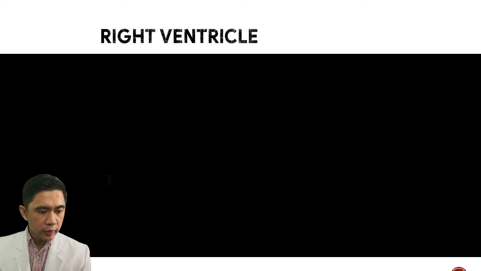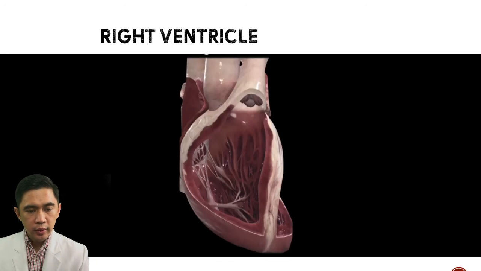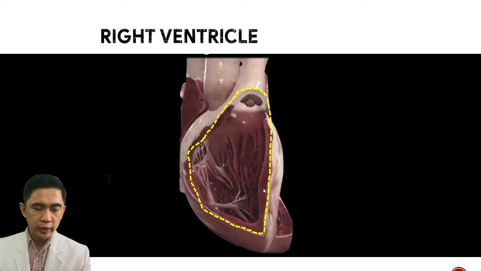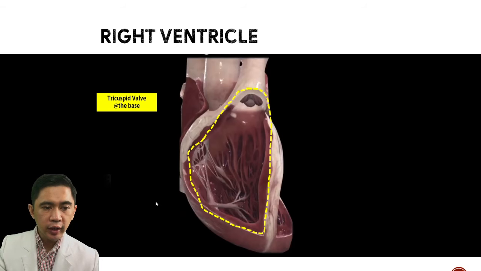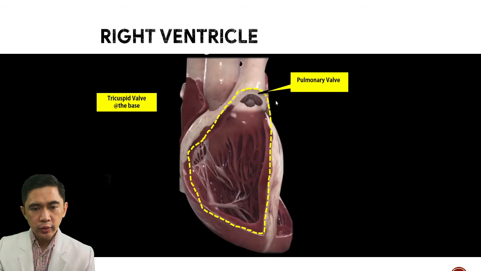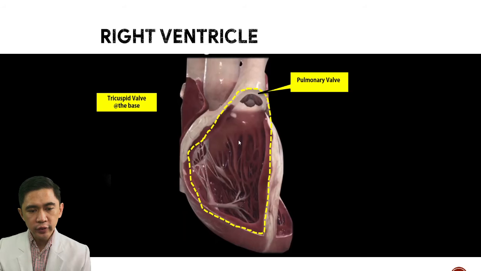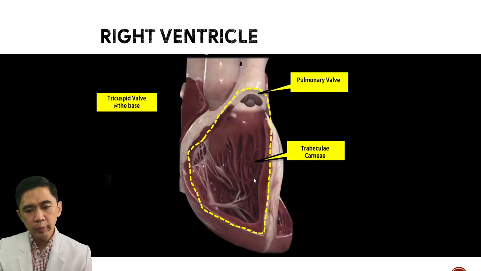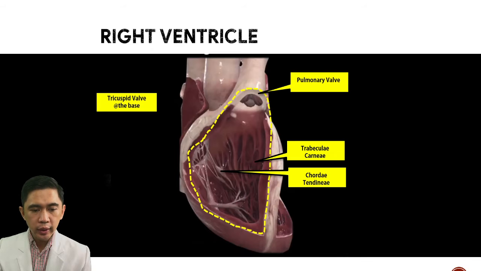We'll go now to the right ventricle. So if we cut the heart in the front, we will see the insides of the right ventricle. So this is the tricuspid valve at the base, and we also have the pulmonary valve on top. Inside the right ventricle, we'll see the rough surface of the muscles. We call it the trabeculae carneae. And here we can also see the chordae tendineae.